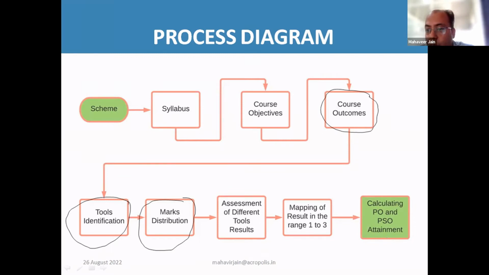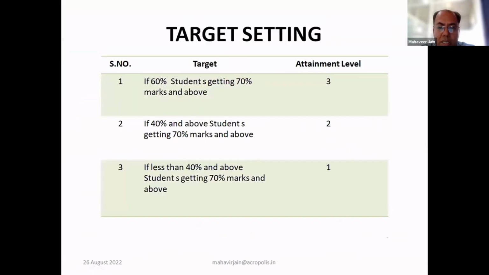Then the NBA coordinator will compile all the results for the 4 years, whether ultimately we have achieved the PO or not. So every course will contribute in the alignment of the PO. So this is the teacher-centric process. Every teacher needs to follow this. Okay, so this is the example of the target. Suppose I have set a target. If 60% students get 70% marks and above, then my CO attainment level is 3.